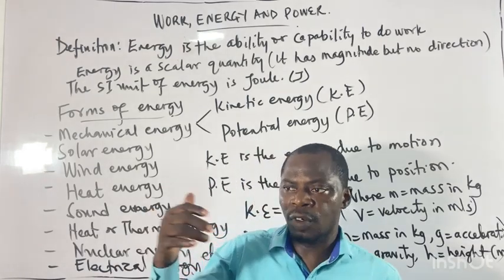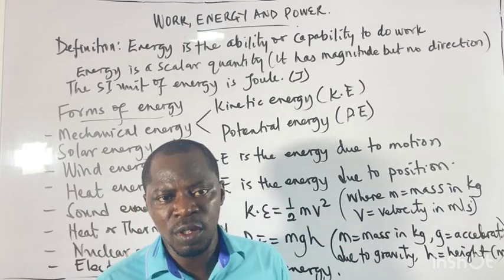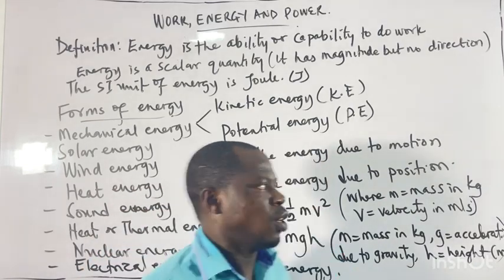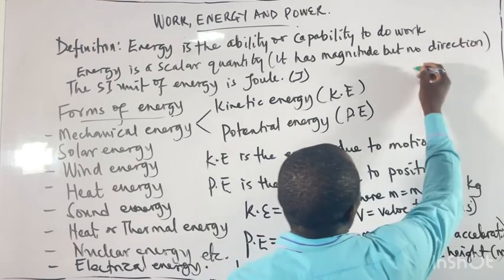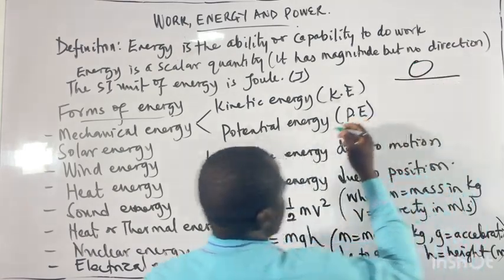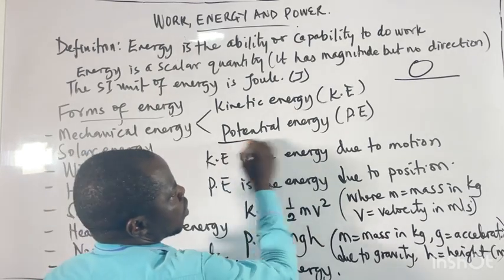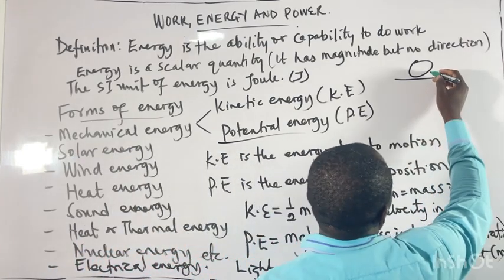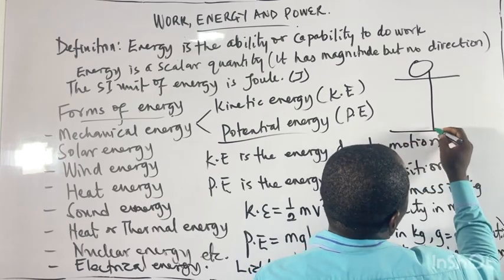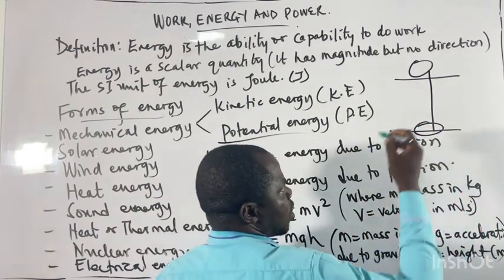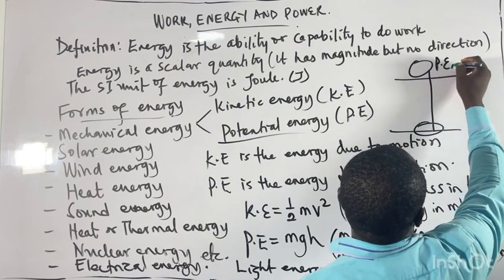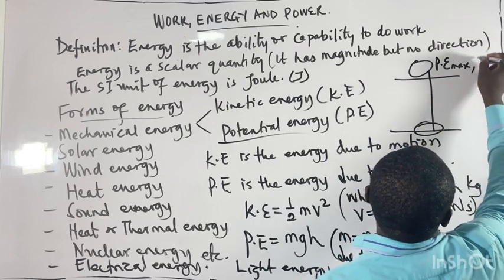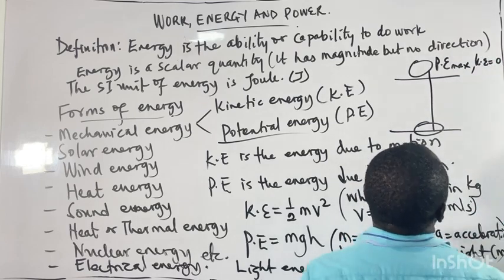When a body falls from a height, what happens to that? What energy change has taken place? Initially, when an object is in a state of rest, it possesses the maximum potential energy because it is energy due to position. At this point we have the potential energy at the maximum because it is at rest and not moving, whereas the kinetic energy here is equal to 0.